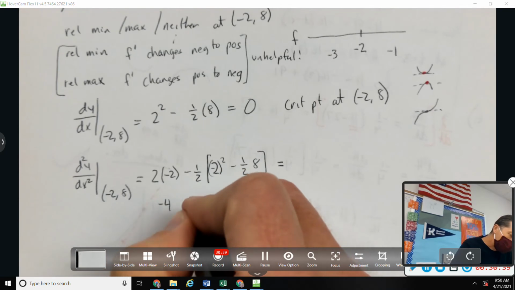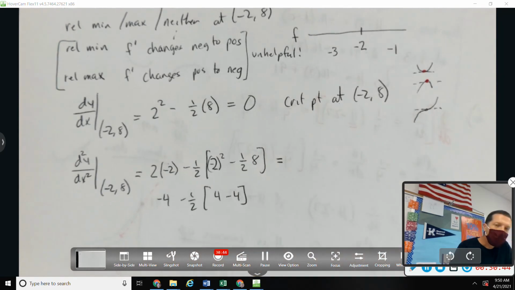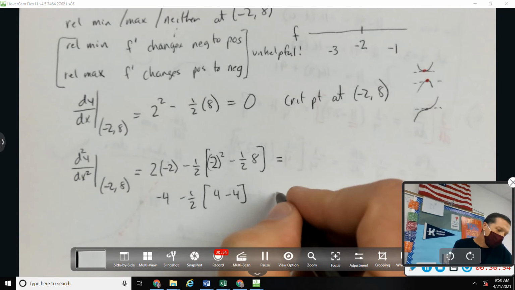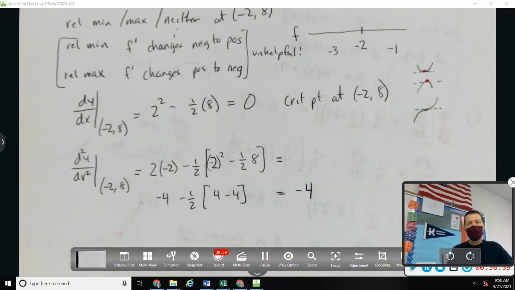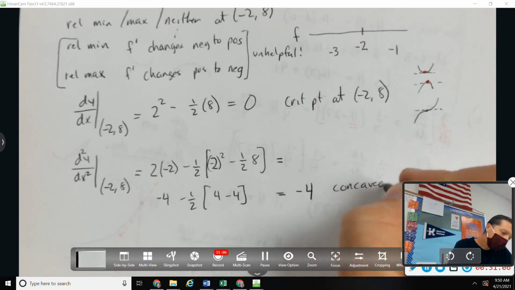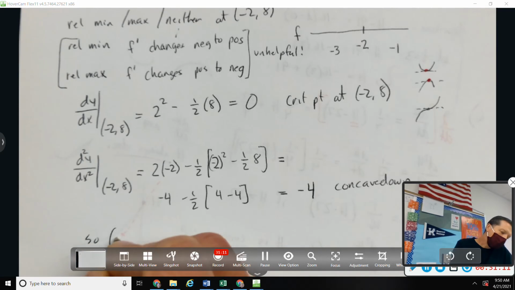A little bit of work here. But as usual, on the no-calculator part of a test, it's kind of rigged. You start plugging things in thinking, oh man, look at the algebra I'm going to have to do. And 4 minus 4 is 0. So the second derivative is just negative 4, which means we are concave down. So (-2, 8) is a relative max.